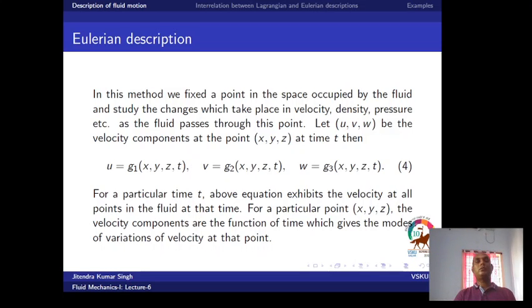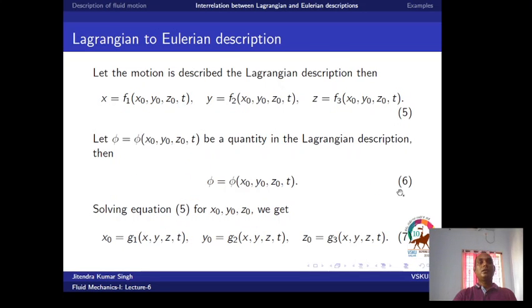Now we shall try to interrelate, meaning if a quantity is given in the Lagrangian description, what will be the same quantity in the Eulerian description, and in the same way if a quantity is given in the Eulerian description, what will be the same quantity in the Lagrangian description. So let us start. Firstly we are going to discuss Lagrangian to Eulerian description.